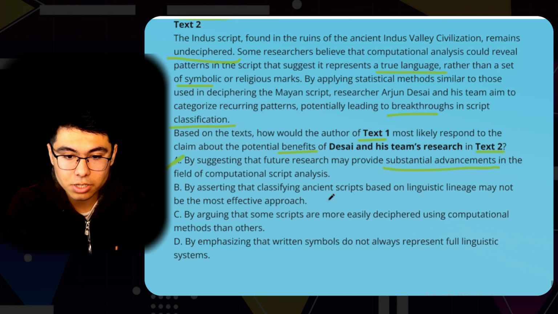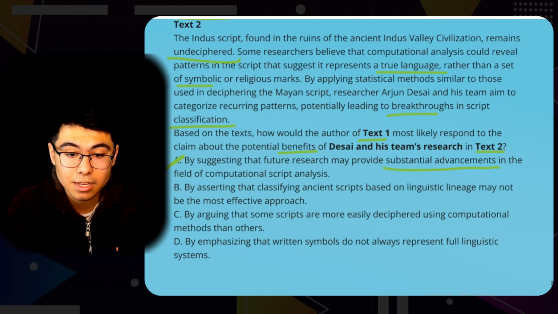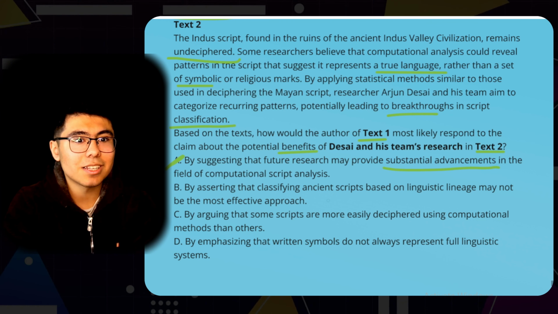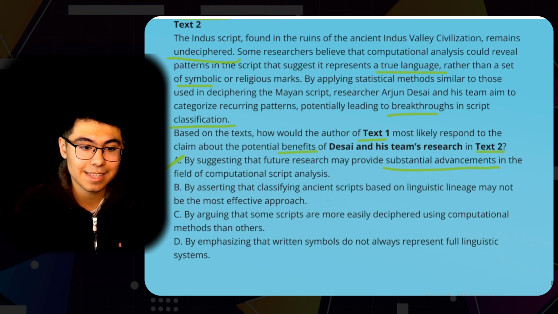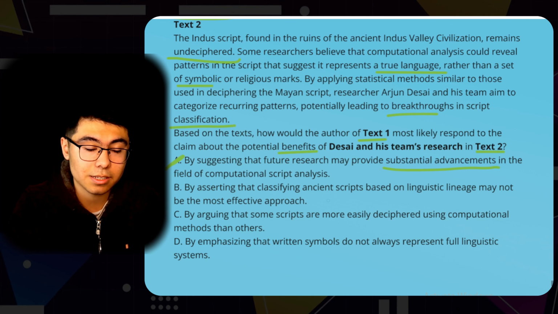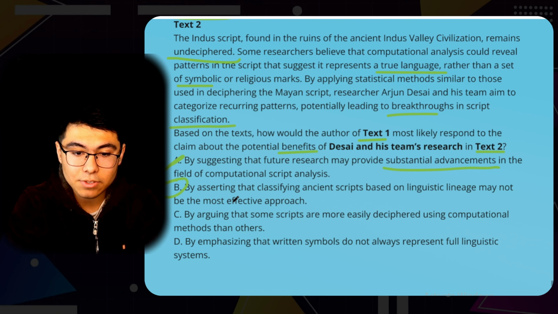Choice B, by asserting that classifying ancient scripts based on linguistic lineage may not be the most effective approach. I believe this is the right answer because text one's argument directly states that classification by lineage is too simplistic. So I guess B is the right answer. But still, let's have a look at other choices.